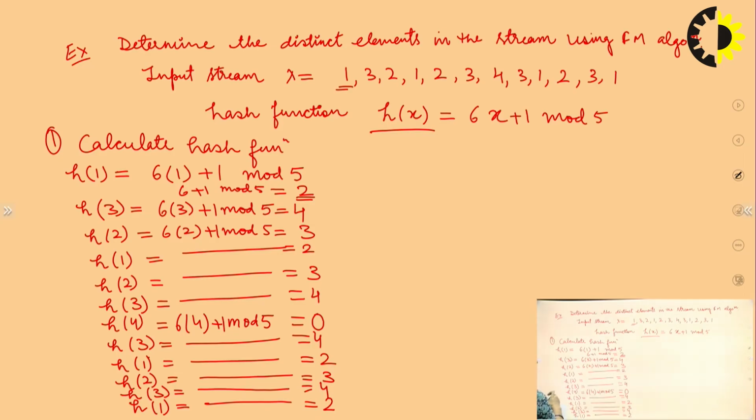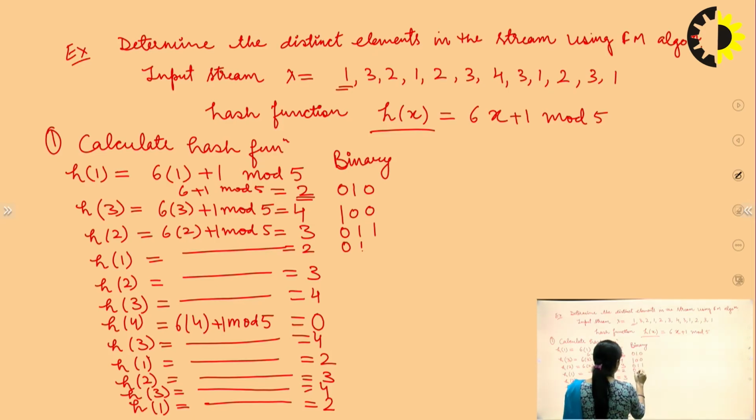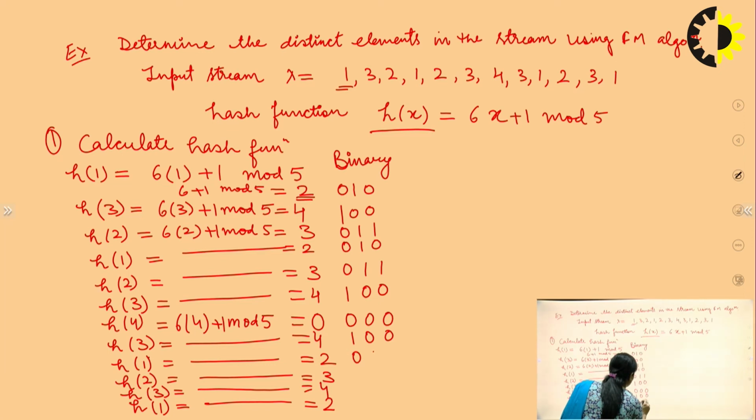Now, according to the algorithm, the second step says we need to write the binary equivalent of all the calculated values. So, the binary equivalent for 2 is 0, 1, 0. Binary equivalent for 3 is 0, 1, 1. The next is 4, whose binary equivalent is 1, 0, 0. For 3, it is 0, 1, 1. For 2, it is 0, 1, 0. Then again 0, 1, 1, and 1, 0, 0. For the 0, it is obviously 0, 0, 0. Then again 1, 0, 0. For 2, it is 0, 1, 0, then 0, 1, 1, 1, 0, 0, then 0, 1, 0. Right?